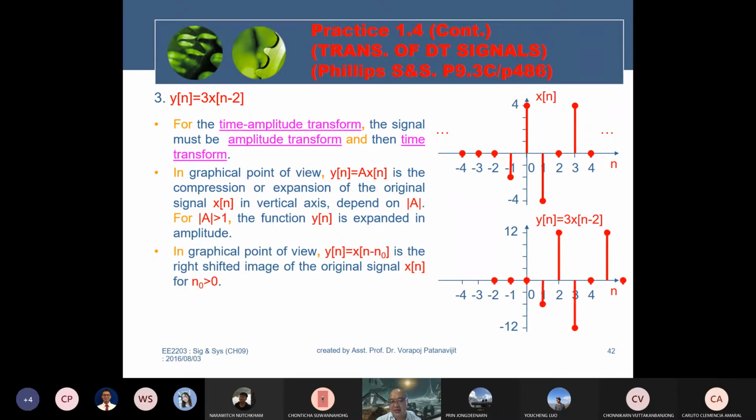In time shifting, from the graphical point of view, the time shifting is the right-shifted image of the original signal x[n] for n naught greater than 0, or n naught positive, in the form n minus n naught. You can see that n naught equal to 2, therefore it shifts to the right-hand side here.